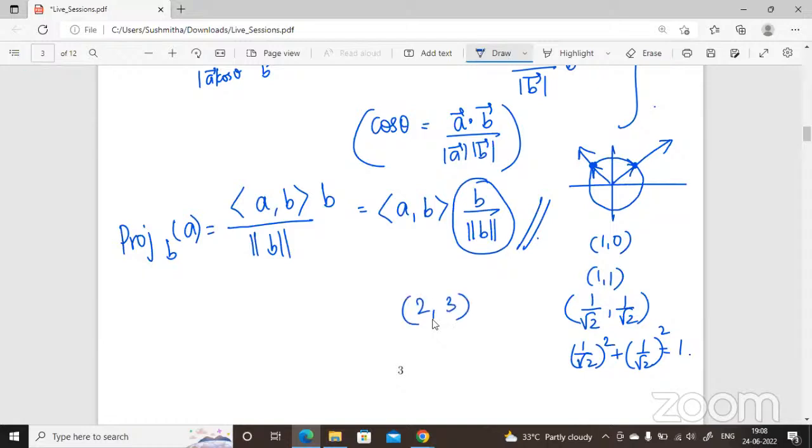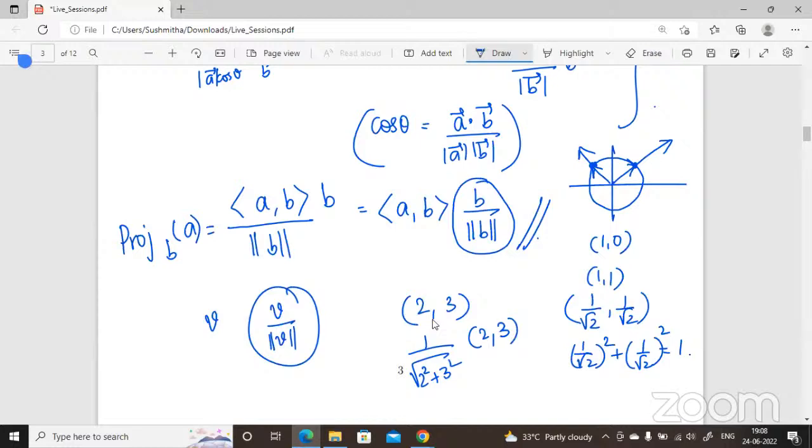Okay, then what about this vector? How will you check this vector's point of intersection with the circle? We'll divide by the respective norm. So V is any vector, and V by norm V is a unit vector. You just divide by the norm, and this vector will intersect the unit circle. So 2 3 is not a unit vector, but 2 3 divided by the square root of 2 squared plus 3 squared, which is 4 plus 9, is.